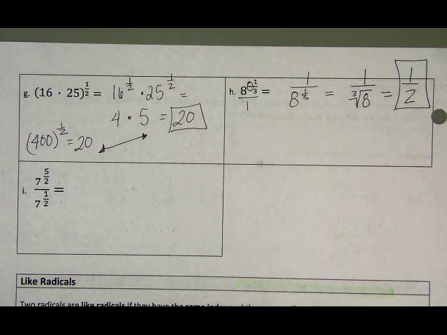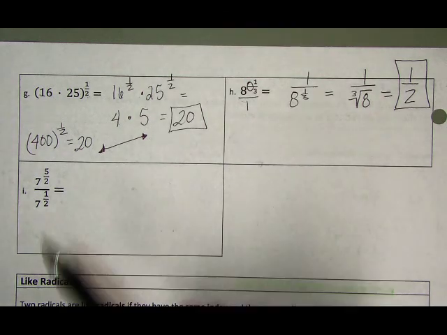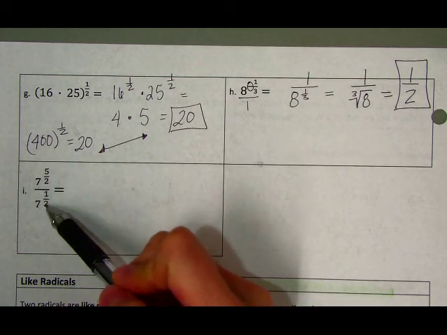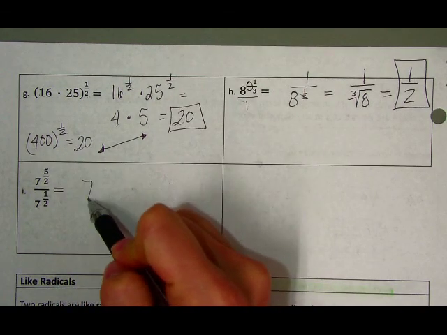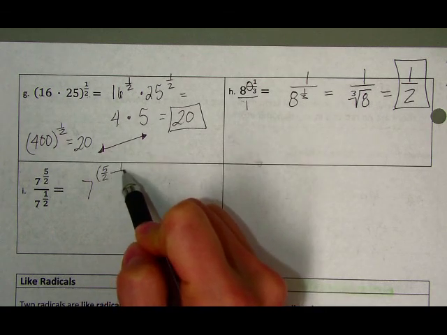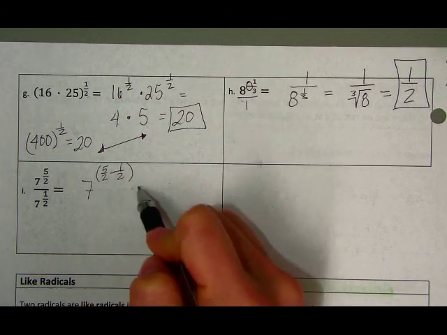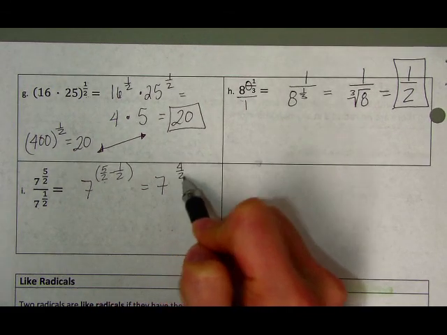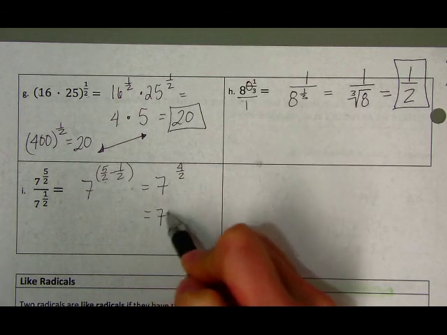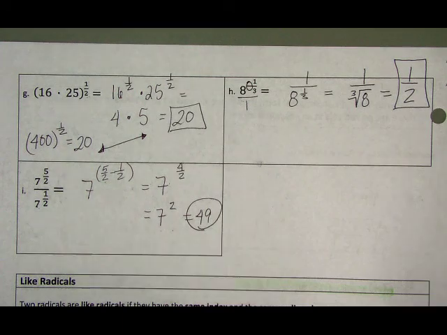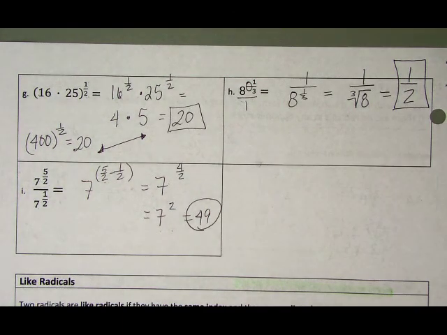In letter I, I have 7 to the 5/2 power divided by 7 to the 1/2 power. Since I have same base exponents going on here, I'm dividing, so I can subtract my numerator exponent minus my denominator exponent. 5/2 minus 1/2 is the same thing as 4/2. 4 divided by 2 is the same thing as 2. 7 squared we know is 49. So letter I is 49.